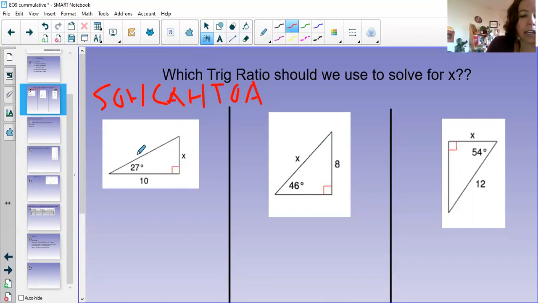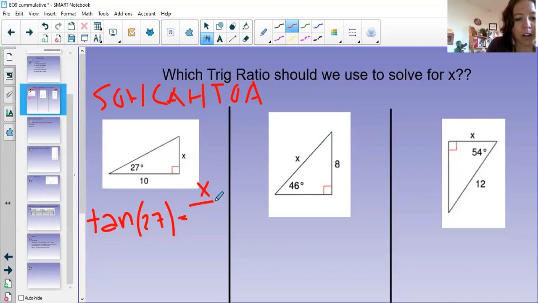So I can say that the tangent of 27 is my opposite over adjacent. Okay, and then it's just solving. We're going to multiply by 10. I'll leave it right there. We're just setting this up.